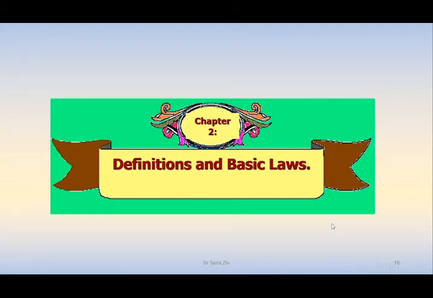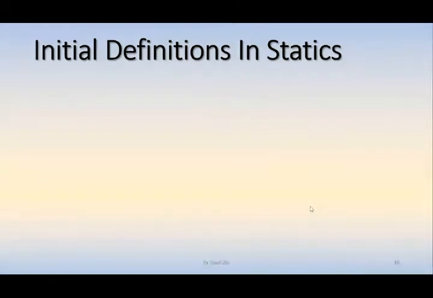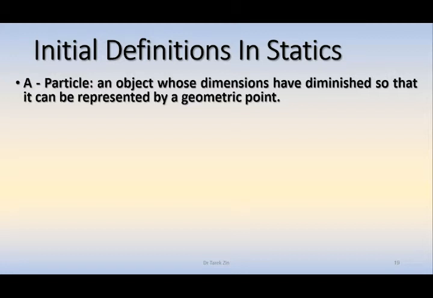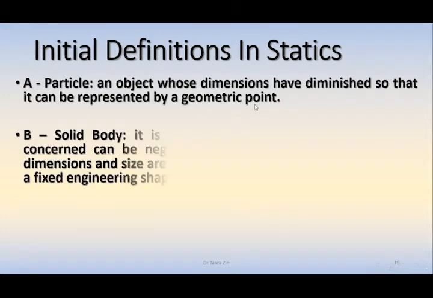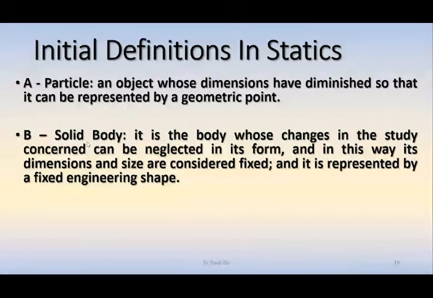Come back to talk about definitions and basic laws. First, we have some initial definitions in statics. Particles: we talk about particles as a small body which diminished its dimension and became as a point. An object whose dimensions have diminished, so that it can be represented by a geometric point. And the solid body, this solid body is very important for us.